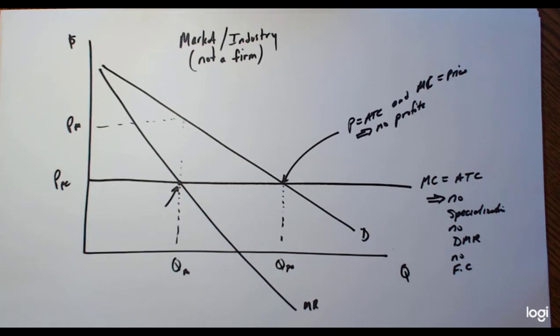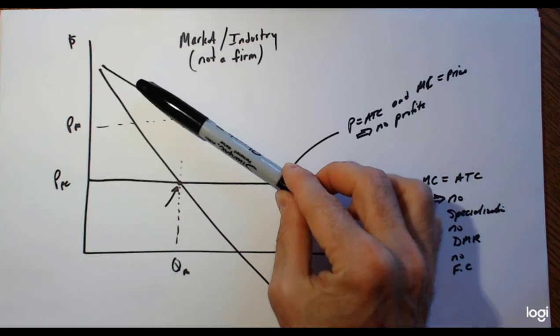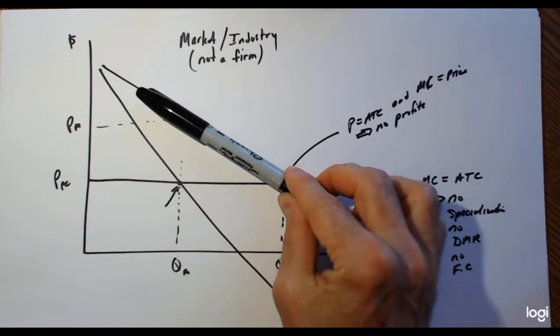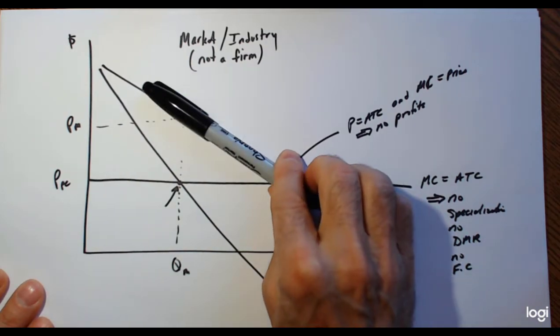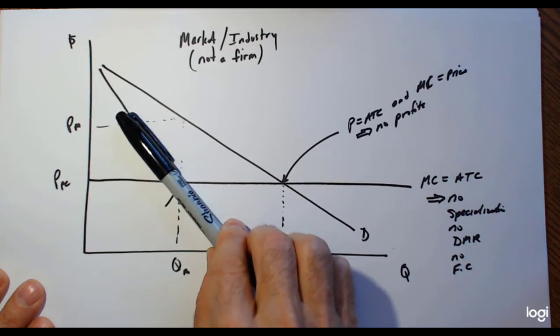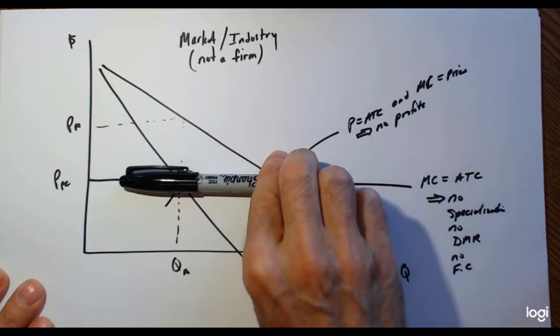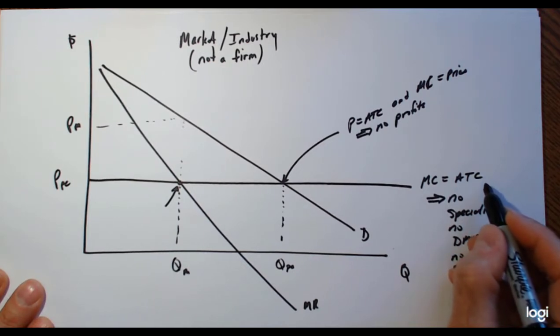So here we have a market or industry. It's not a firm, and the reason is that I'm going to compare perfect competition and monopoly, and with perfect competition, individual firms don't face a downward sloping demand curve. So this is a market or industry. Now, here's the setup. Again, a downward sloping demand curve, marginal revenue sloping down. Here's the simplifying assumption: marginal cost equals average total cost.